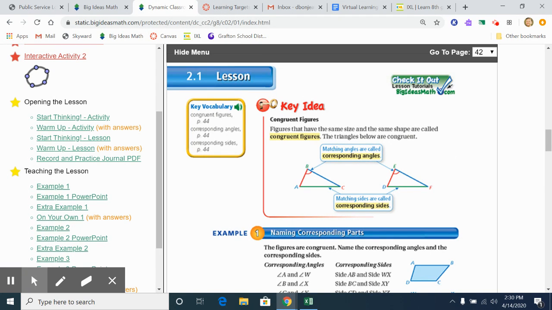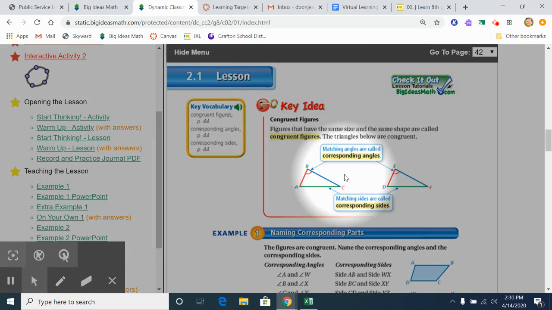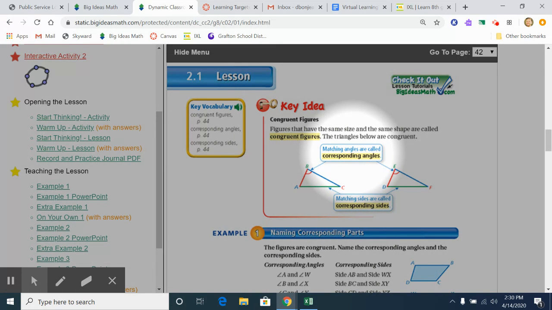Key idea: what are congruent figures? Figures that have the same size and the same shape are called congruent figures. The triangles below are congruent. So when we have congruent figures, that means that matching angles are called corresponding angles, and matching sides are called corresponding sides. The reason that these two triangles are congruent is because all of their angles and sides are exactly the same: same angle measures and same length. Again, matching angles are corresponding angles, matching sides are corresponding sides.